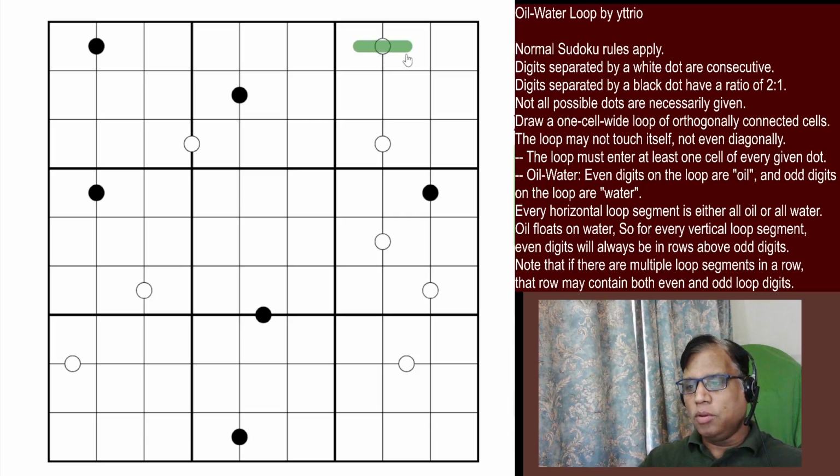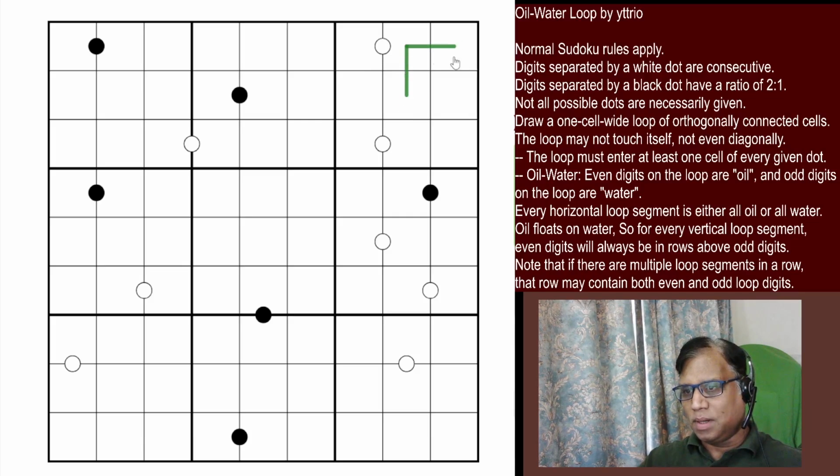Both of these cannot be on the loop, because look, they both are on the row. If they both are on the row, one will be even and one will be odd. So that means only one of these must be on the loop. Both cannot be on the loop. Only one of these must be on the loop. If this is not on the loop and this is on the loop, that's the only possibility.